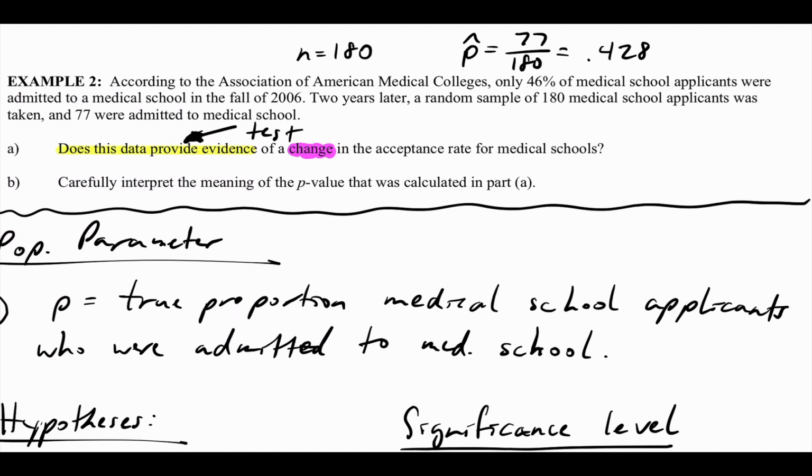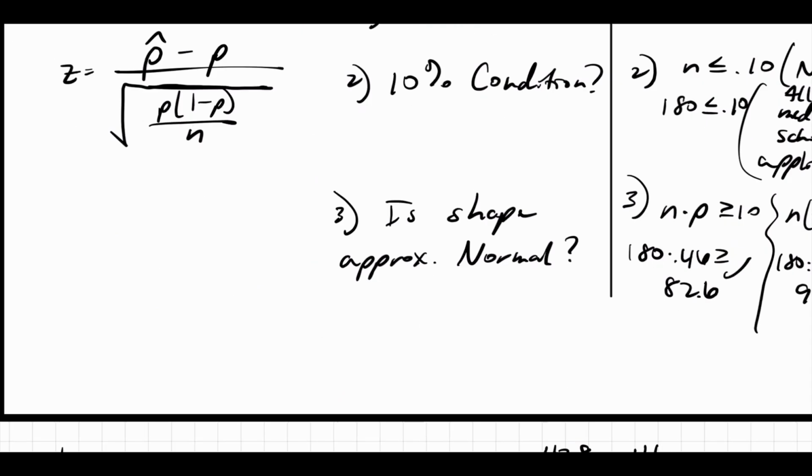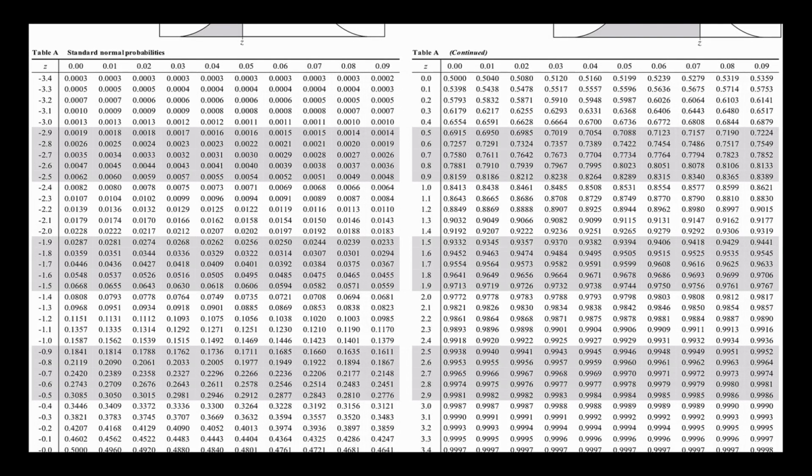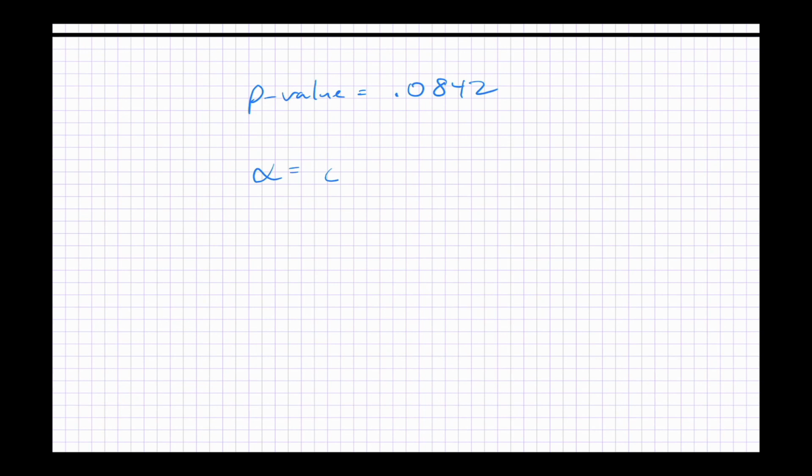Because let's say we have a p-value. Let me get another page here. Let's say we do a problem and we have a p-value of this. That's our p-value. If I've already stated an alpha level of 0.05, am I going to reject or fail to reject?